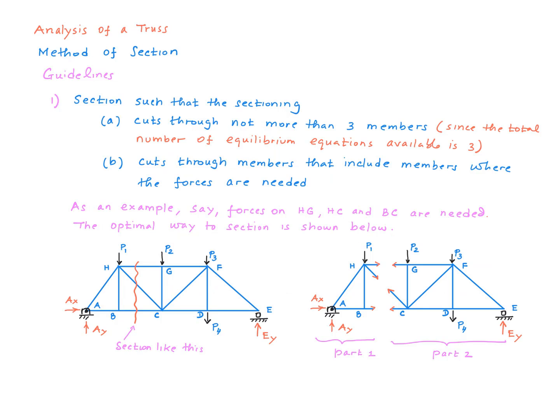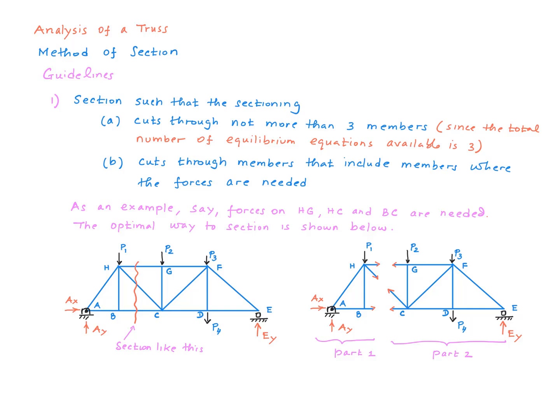So let's look at some specific guidelines here. When you section the truss, you want to do that in such a way that you do not cut through more than 3 members of the truss. The forces on the members that you cut through become the unknowns of the problem, and if there are more than 3 unknowns, you can't solve because there are only 3 equilibrium equations available to you, right? Also, it goes without saying that you want to cut through the members that you are interested in calculating the forces on. Otherwise, you'll be just wasting your time, right?